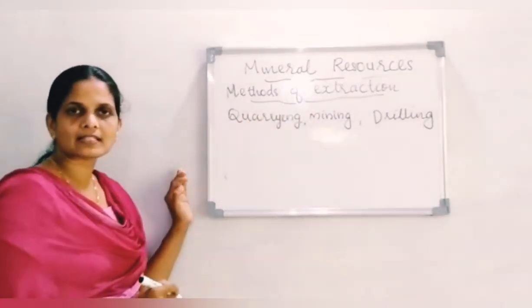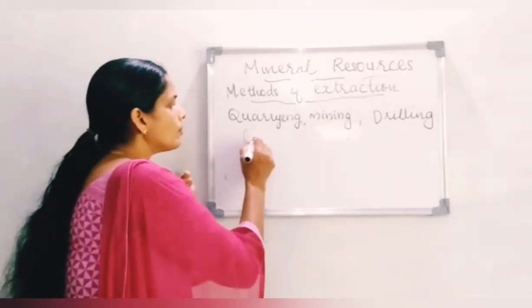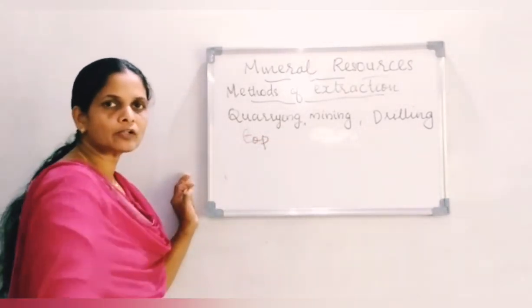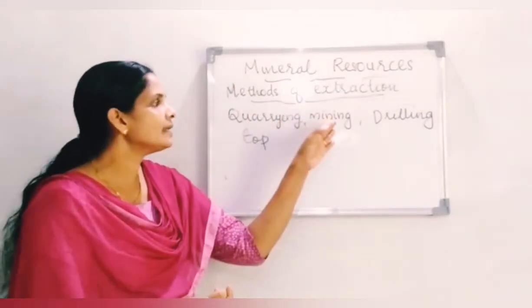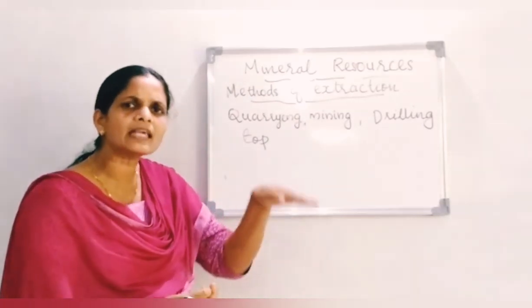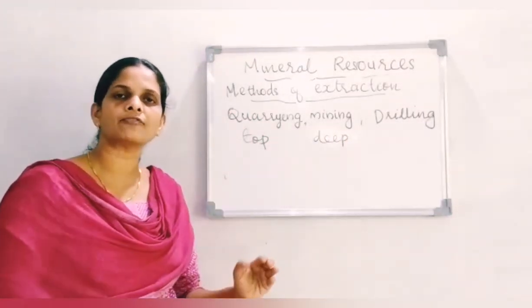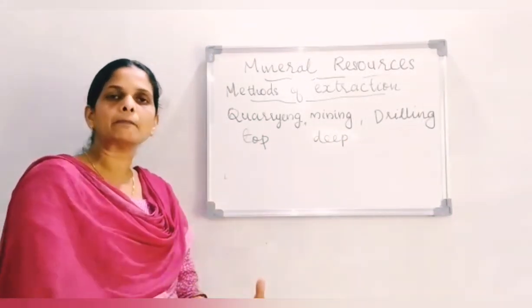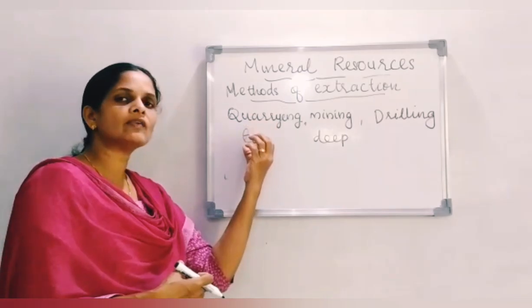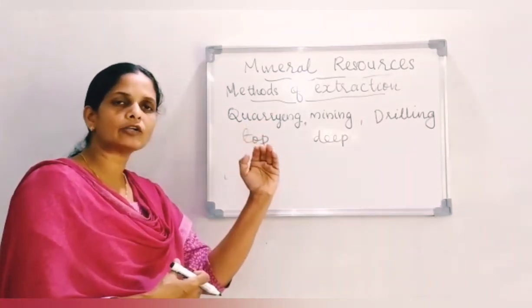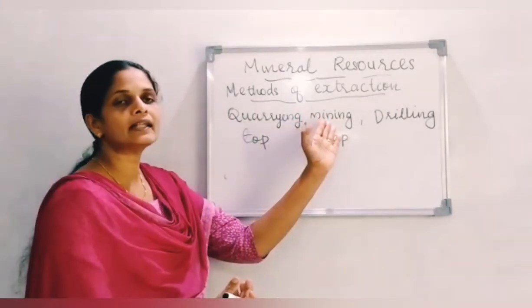Mining is the process of extraction in which minerals are found in the deeper part of the earth. Quarrying is the topmost part, just below the surface of the earth. Mining means if the minerals are found deeper under the earth, we need different types of machines for making pits and extracting these minerals. That is mining. If the minerals are found deep under the earth, it is called mining.